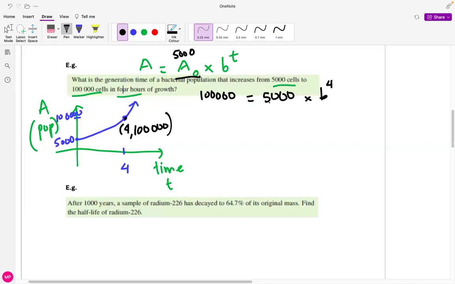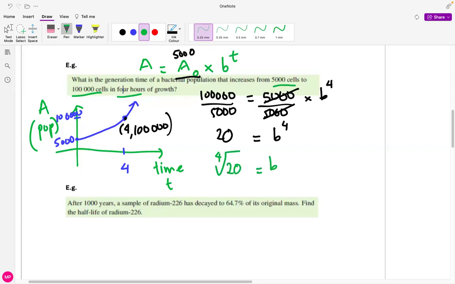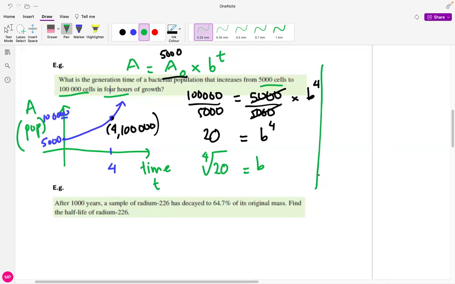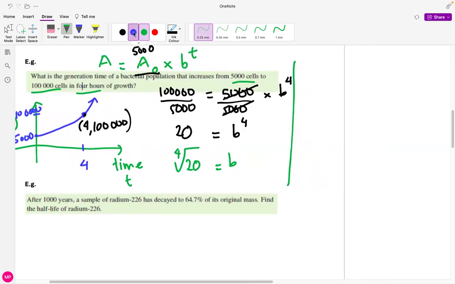Then I divide both sides by 5,000. You would have 20 equals b to the power of 4. To cancel the power of 4, you take the fourth root of the other side. So the fourth root of 20 equals b. I can use my calculator to find approximately what it is, but I like to keep an exact form for now. Therefore, the equation for this model will be A equals 5,000 times the fourth root of 20, that's the base, to the power of t.